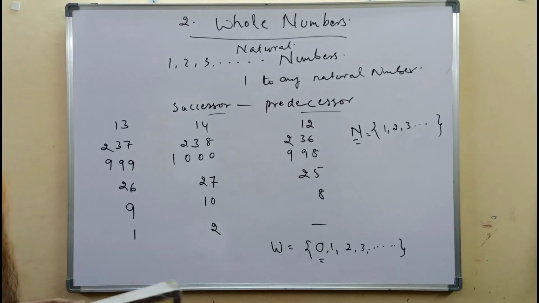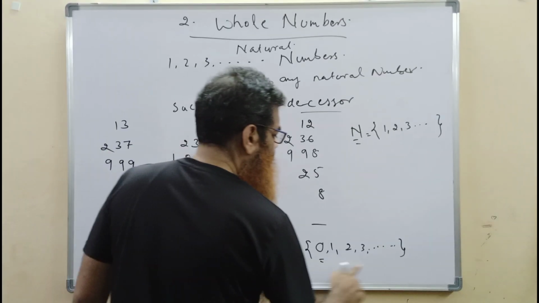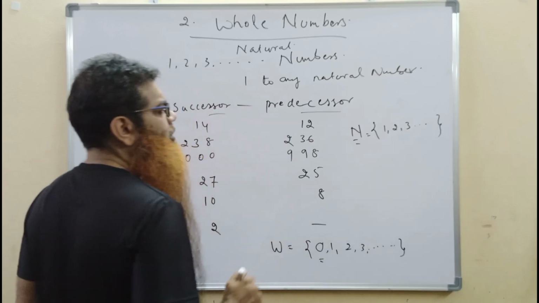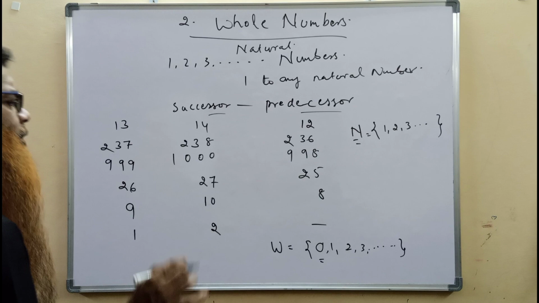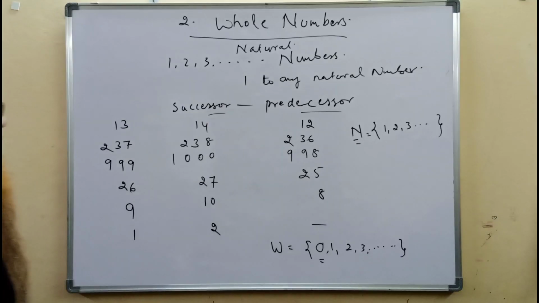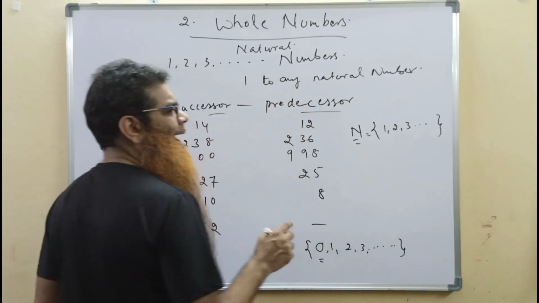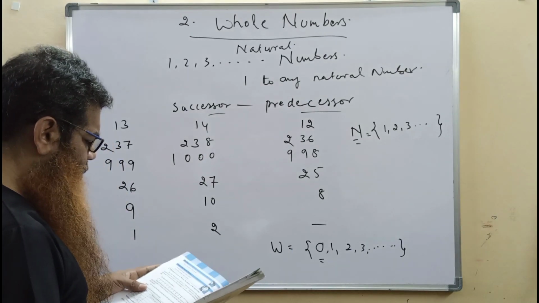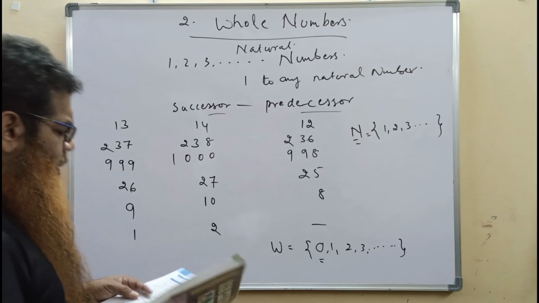Are all whole numbers natural numbers? No, all whole numbers are not natural numbers. All whole numbers are natural numbers except 0. If you take out 0, every whole number is a natural number. When 0 is removed, they become the set of natural numbers. If 0 is added to the set of natural numbers, they become whole numbers. Next, 2.3 topic: representation of whole numbers on number line.